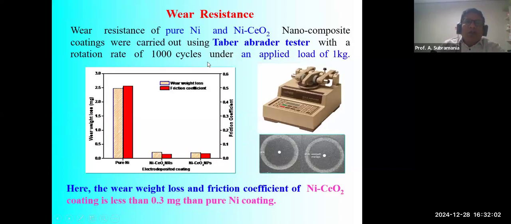Similarly, the wear resistance. See here the wear weight loss and the friction coefficient of this one is less than 0.3 milligram compared to the pure nickel. The pure nickel has nearly 2.5 milligram wear loss, whereas the composite material has less than 0.3 milligram. So that means this material has very good wear resistant property.